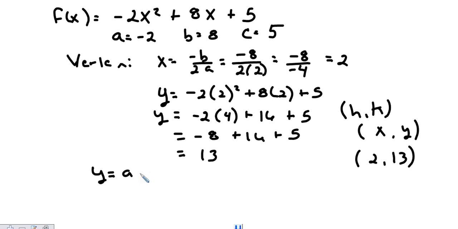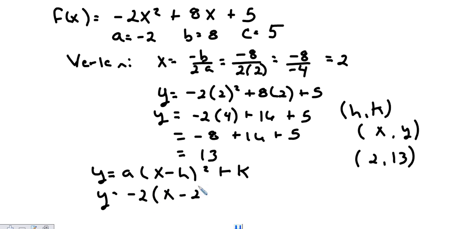So now let's write it as vertex form. Y equals a times (x minus h) squared plus k. So we plug these in. Y equals negative 2 times (x minus 2) squared plus 13, and we have converted our standard form of a quadratic to vertex form. So in this lesson we've looked at how to go both directions: to change from vertex form to standard form and to change from standard form to vertex form.